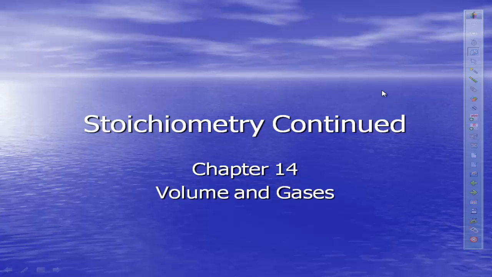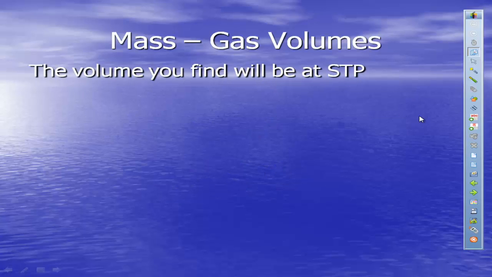If we go ahead and continue talking about stoichiometry in chapter number 14, looking now at volume and gases and applying it to stoichiometry. First one is going to be mass and gas volume. Again, the volume that we find is going to be at STP, and that's going to be key in what we're looking at here.